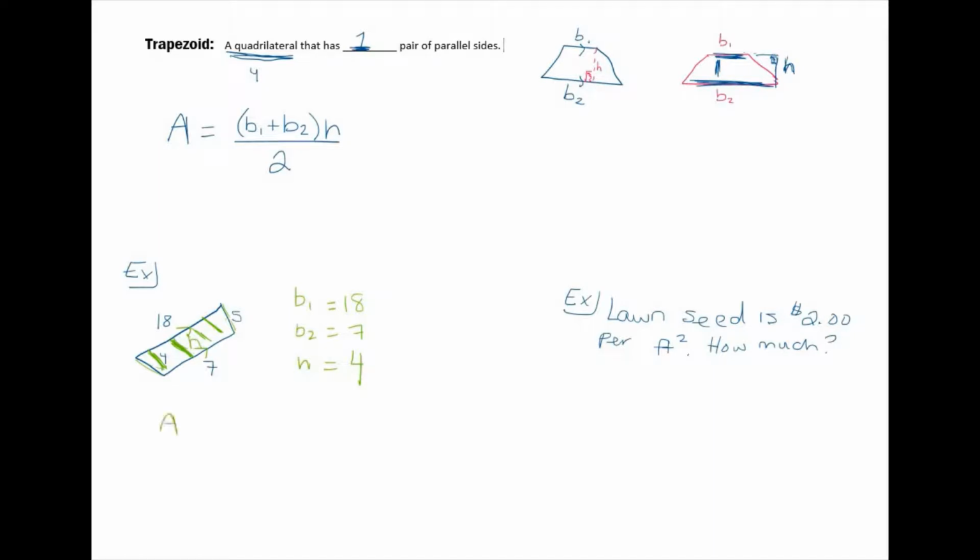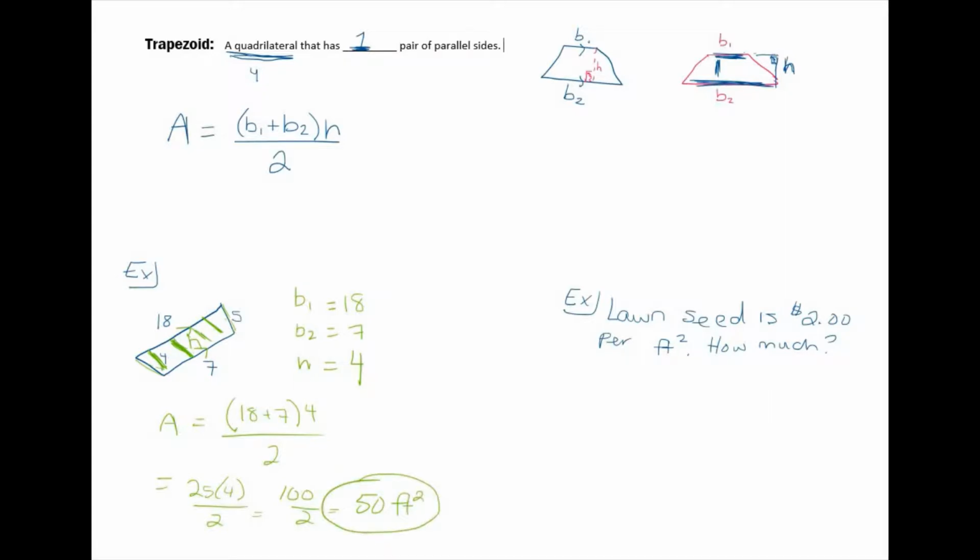Now let's plug it into the formula. Area is equal to the sum of the bases, 18 plus 7, multiplied by your height of 4, all divided by 2. So I can add together the sum here, which is 18 plus 7, which is 25, times 4, divided by 2. 25 times 4 is 100, divided by 2 is going to be 50. And let's say that this is 50 feet squared.